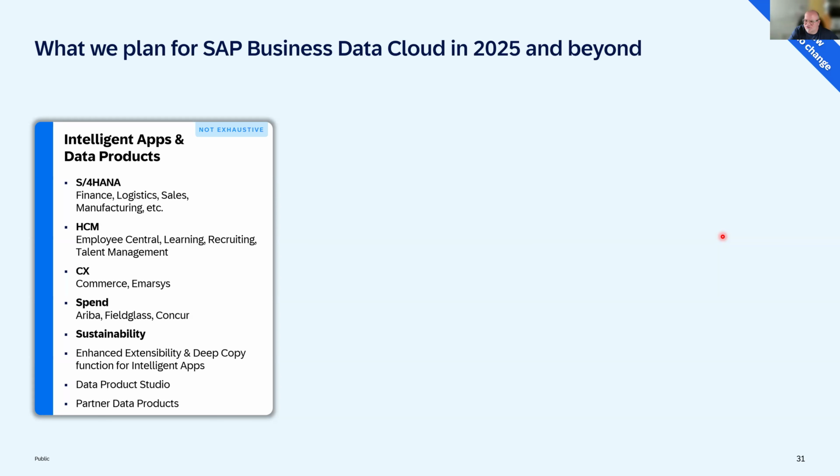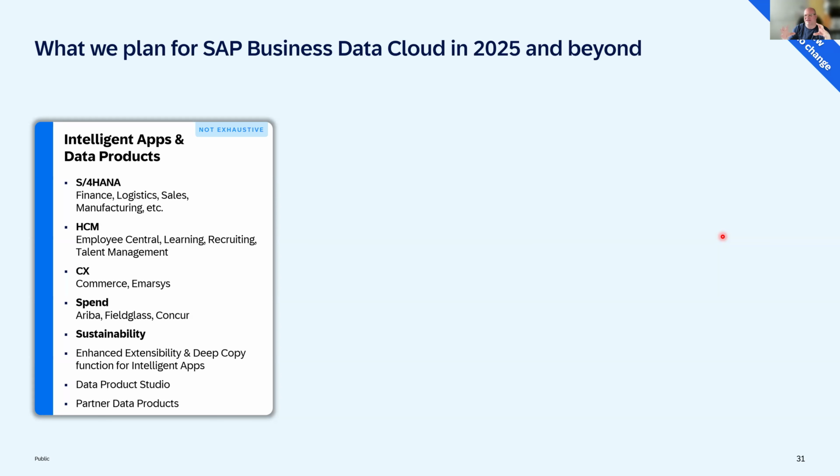These components which you see are like finance, logistics, Employee Central from HCM, Commerce from CX, Ariba, Fieldglass, etc. These are already underway, so there's probably not too much time left before they are public. Those will be available and discoverable via the Business API Hub very soon.